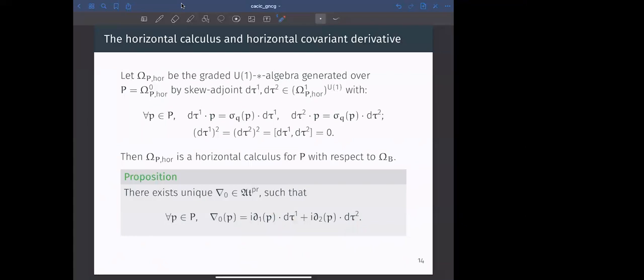So there's a lot more to do. I'm probably rushing a bit, but are there any questions before I plow ahead? And again, please feel free to interrupt at any time. Okay.